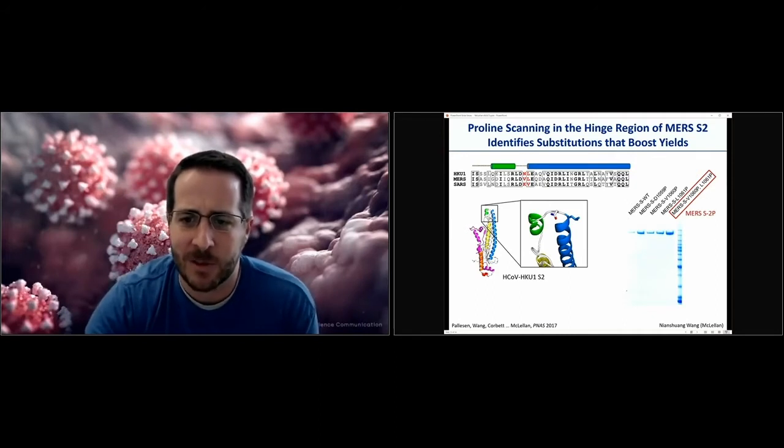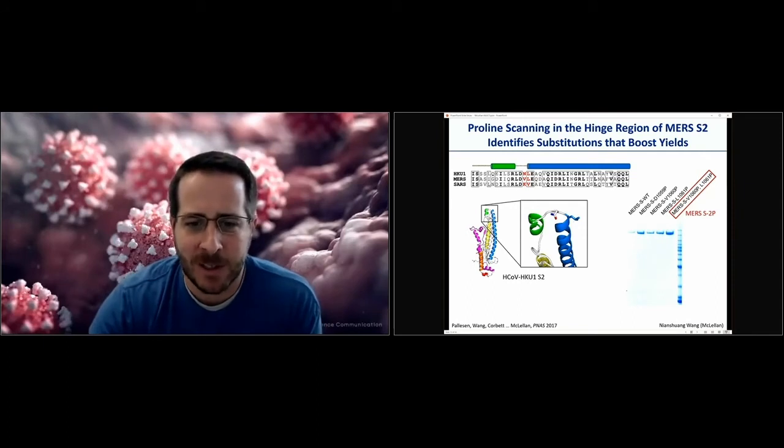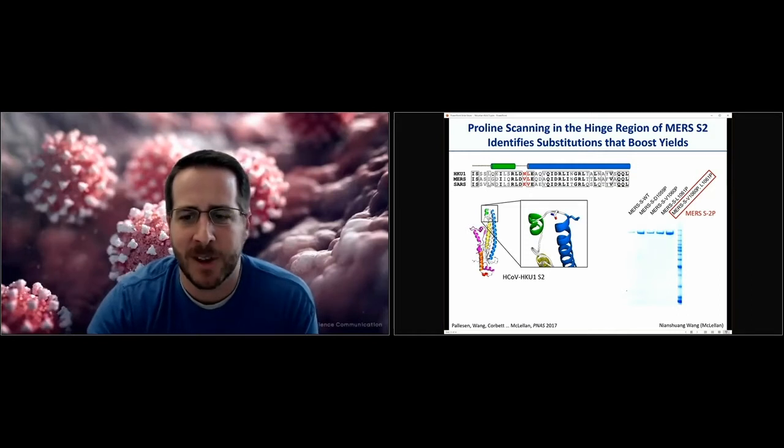See here, if we made the ectodomain of the MERS spike using the wild type sequence, we could get a little bit of protein. It's actually quite heterogeneous, as I'll show. And so one of the things Nian-Shuang did was start substituting residues in this region between the tip of the central helix and the first elements of the heptad repeat, and substituted these with proline. Right, so that's in this region here, which is relatively conserved between HKU1, MERS, SARS, and the beta coronaviruses.